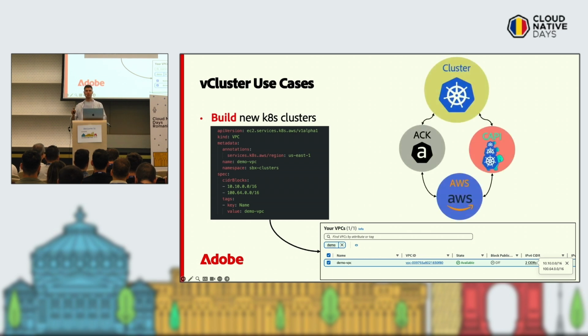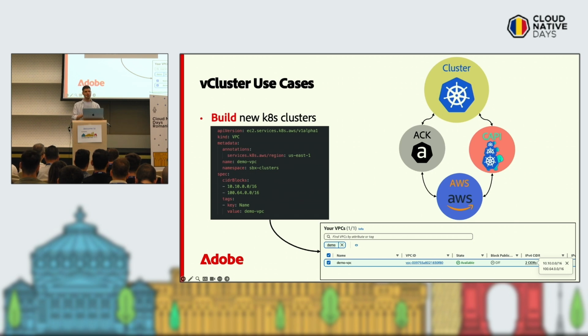ACK and CAPI are among the most commonly used controllers for the task. ACK stands for AWS Controllers for Kubernetes and is a set of controllers developed by the AWS team for spinning up AWS infrastructure in a Kubernetes declarative way.